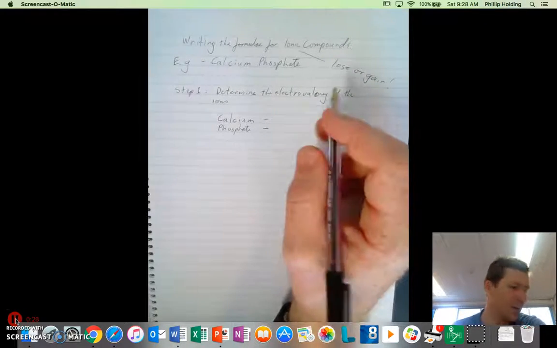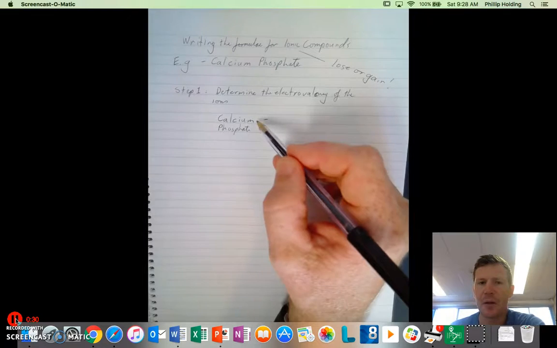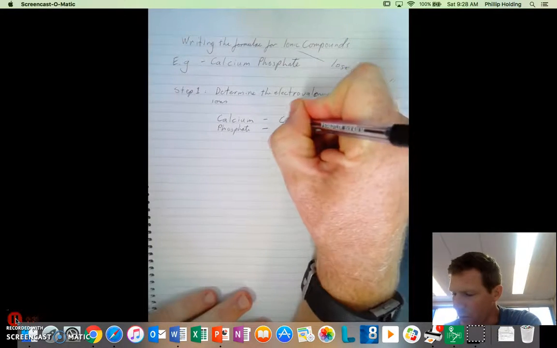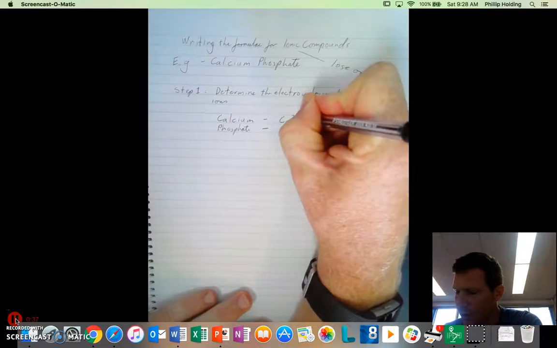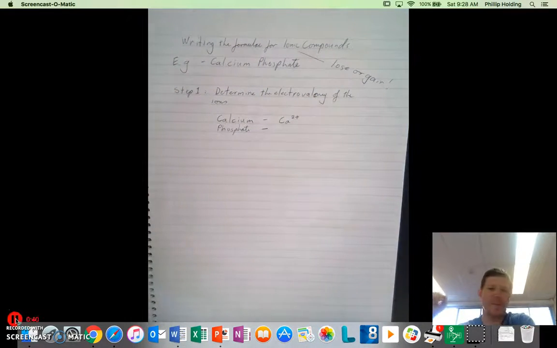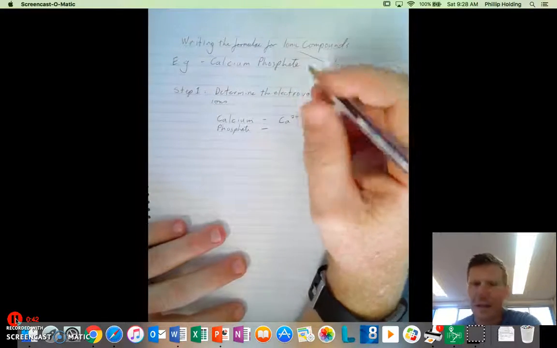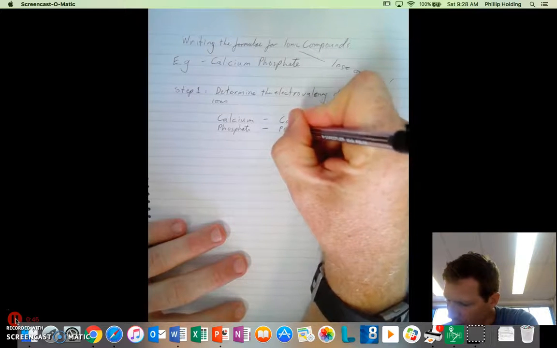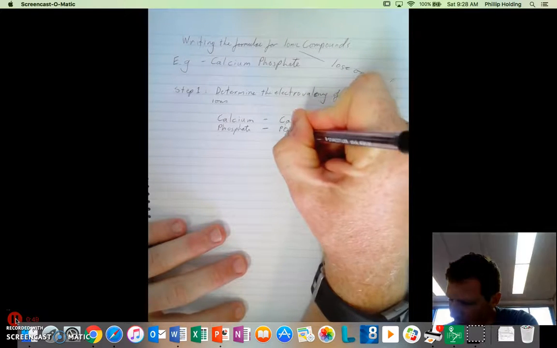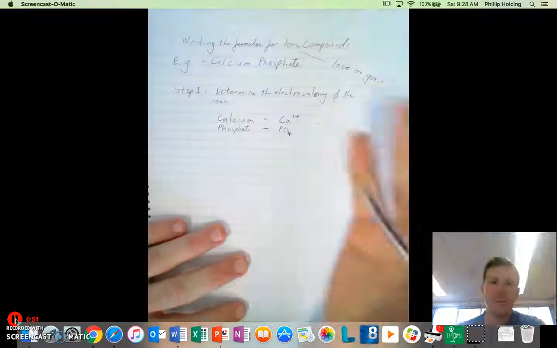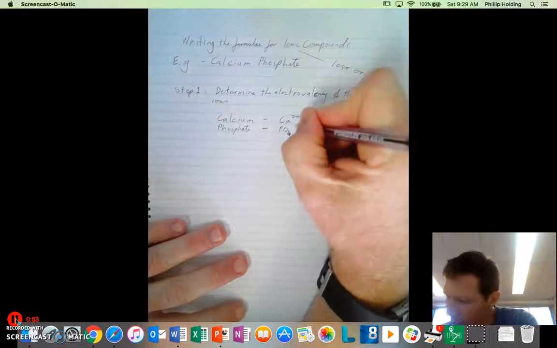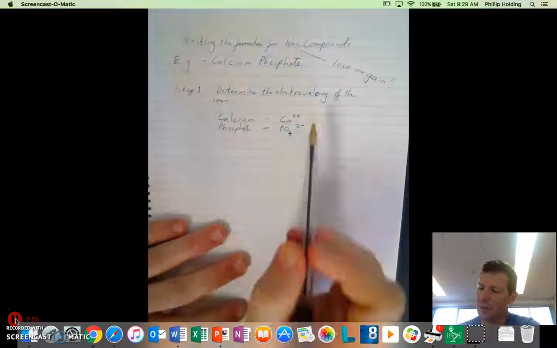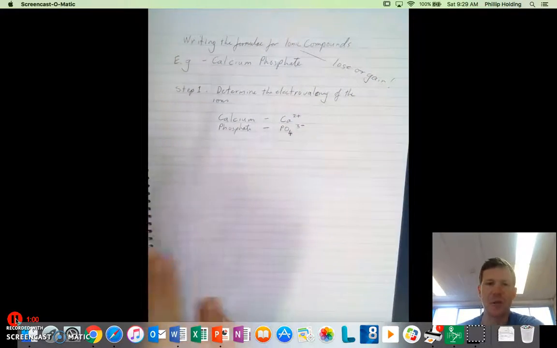So we've got calcium here. Calcium wants to lose 2 electrons, so you end up with a situation where it's an ion, Ca2+. Whereas the phosphate needs to gain 3 electrons, so it is going to be PO4, which is the molecular formula for phosphate, and then it's 3 minus. So we've determined the electrovalency. This one's going to be 2 plus, this one's going to be 3 minus.